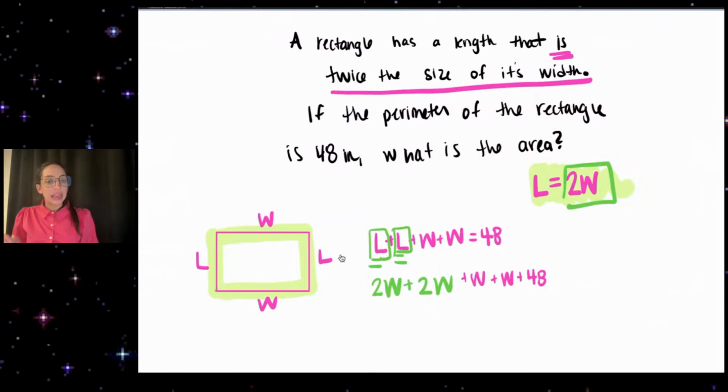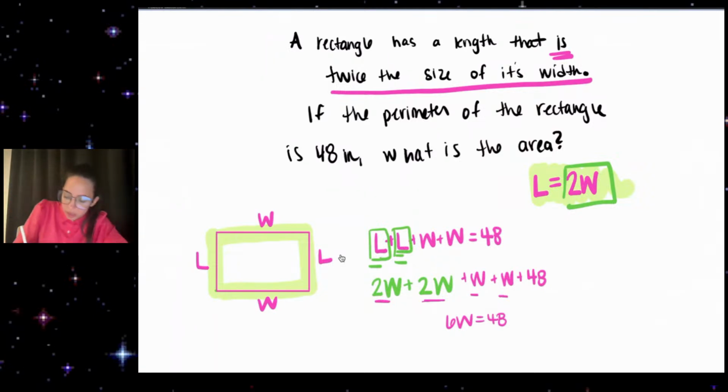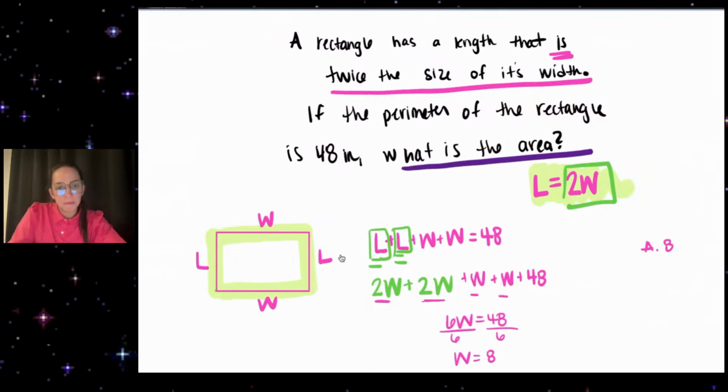So now I can add 2W plus 2W plus 1W plus 1W. How many W's is that? 6 W's equals 48. And simple math, what's done to the variable? I undo. So I'm going to divide both sides by 6. And W equals 8. But that's not what they asked for. And I guarantee you, if this was a multiple choice question, one of those answers would be 8. They asked, what is the area?